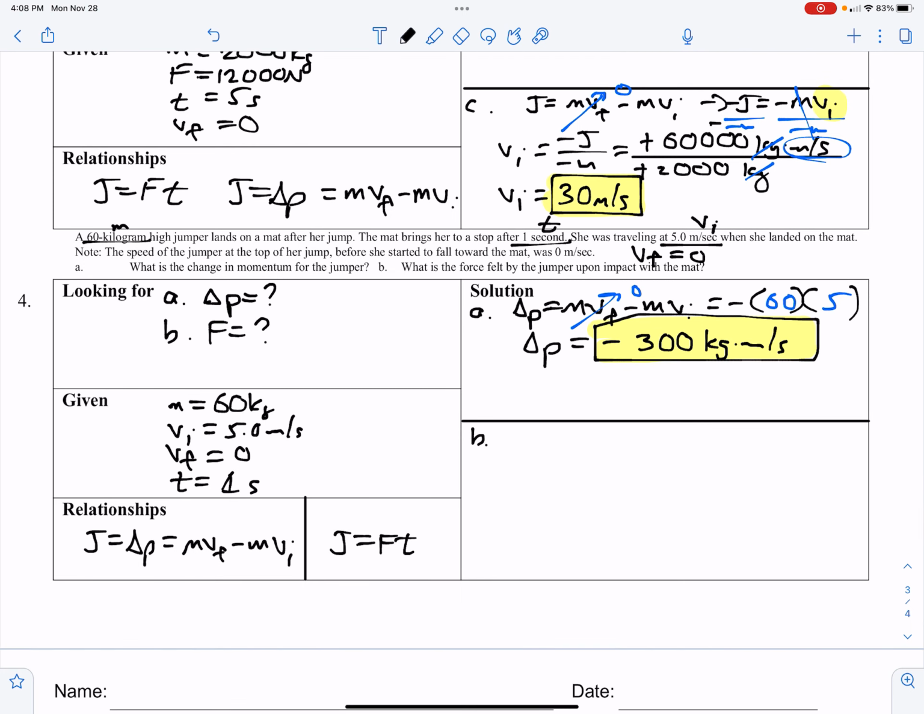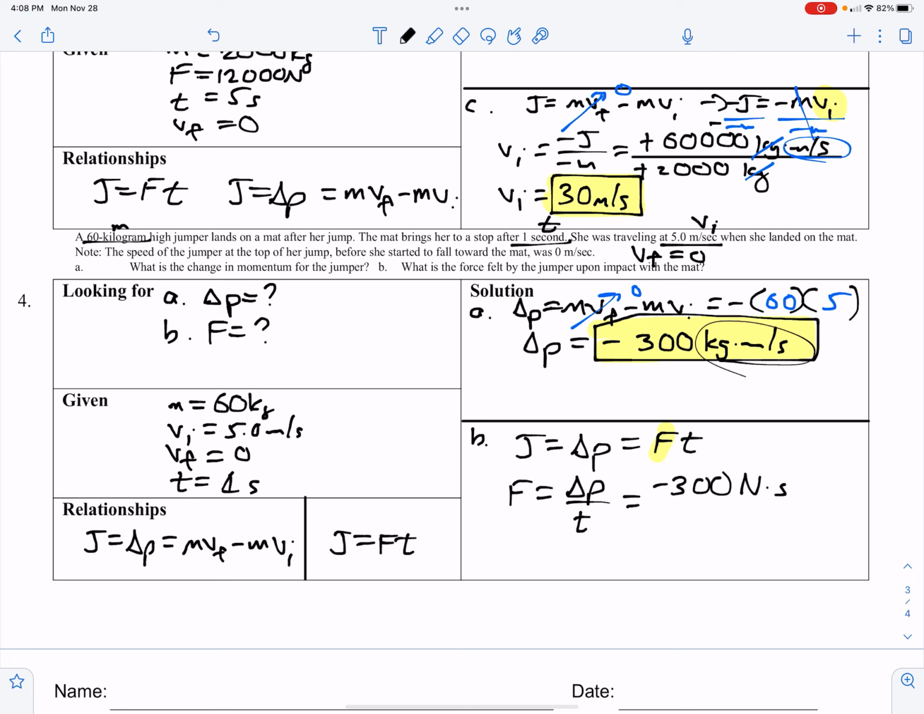Now the force that's felt is also going to be negative, because J is equal to that delta P, which is also equal to force times time. And so we're solving for force, so we have to divide by time. Force is going to be the change in momentum divided by time, or negative 300 newton seconds. I'm just going to change the unit here to make it easier to cancel. Divided by the 1 second. See, that part cancels. And the force applied on the jumper would be negative 300 newtons.